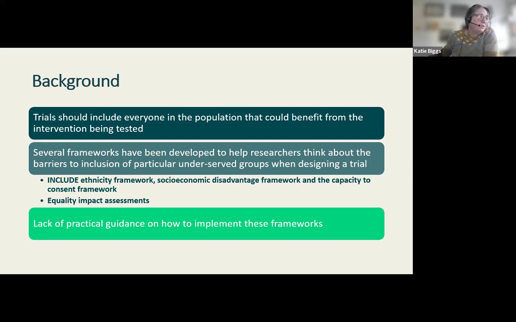But following on from the Include project, several frameworks were developed to help researchers think about barriers of inclusion of particular underserved groups when designing a trial. All of these start with thinking about who your population should be. We've got 3 Include frameworks: the ethnicity framework, the socioeconomic disadvantage framework, which I did work on with Heidi Green and Francis Sherratt from Liverpool, or Heidi's from Aberdeen, and the capacity to consent framework, so people with impaired capacity to consent. And there's a huge project called the Consult project that relates to people with impaired capacity to consent. There are also quality impact assessments.